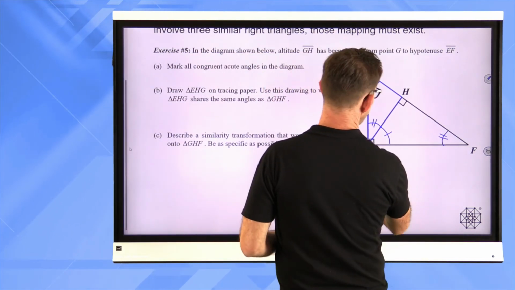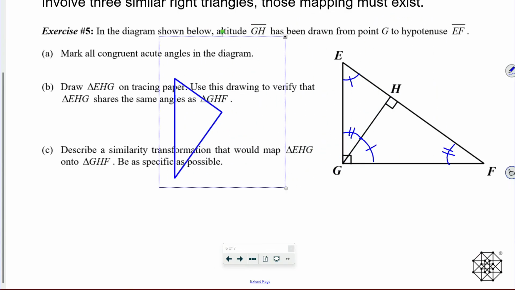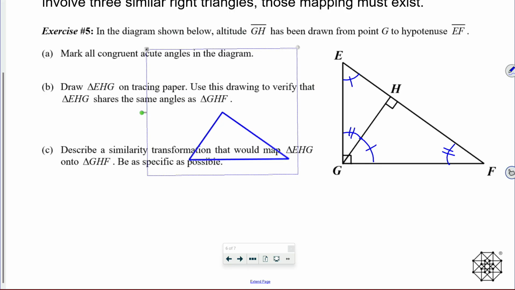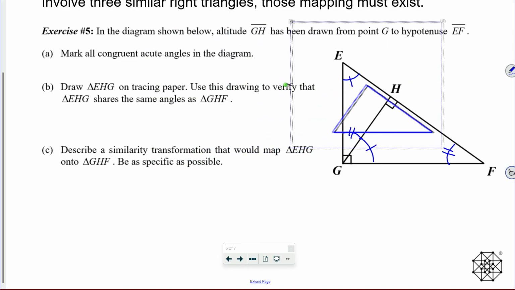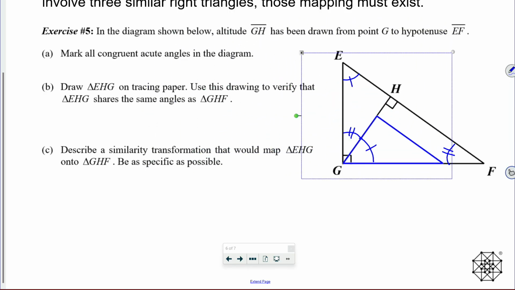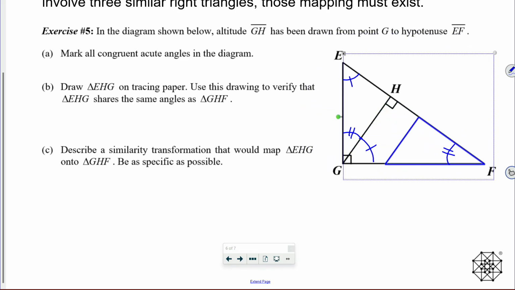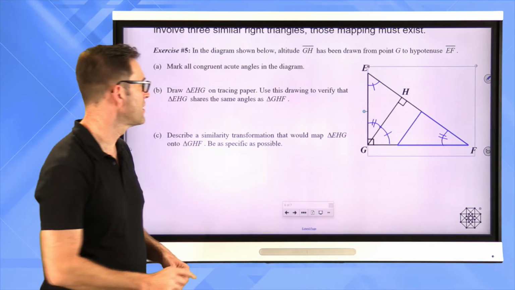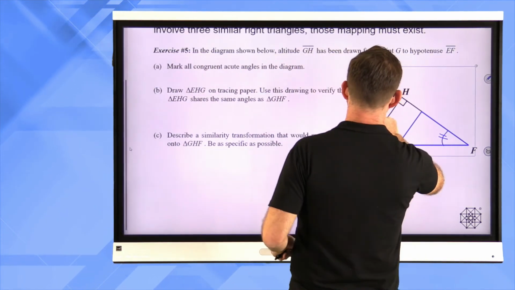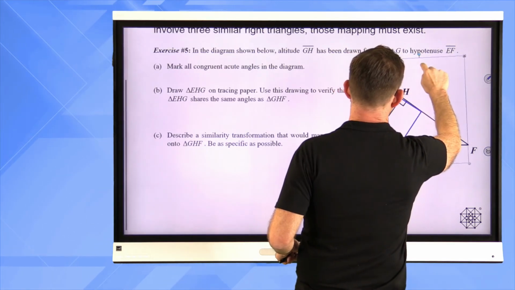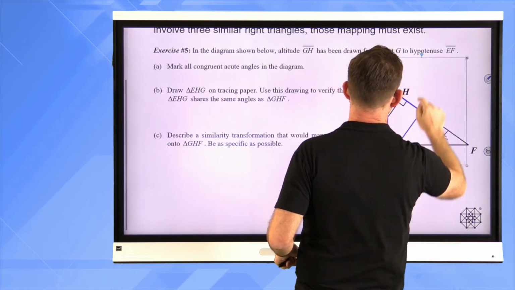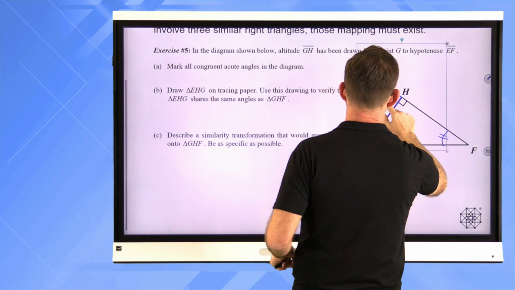But if we want to, what I could do is I could take this triangle. It's a little bit tricky. I could kind of orient it like this, and here it shares that angle, here it shares that angle, and here it shares that angle. It'd be great if I could have somehow brought those arc marks along with it, but not so simple.